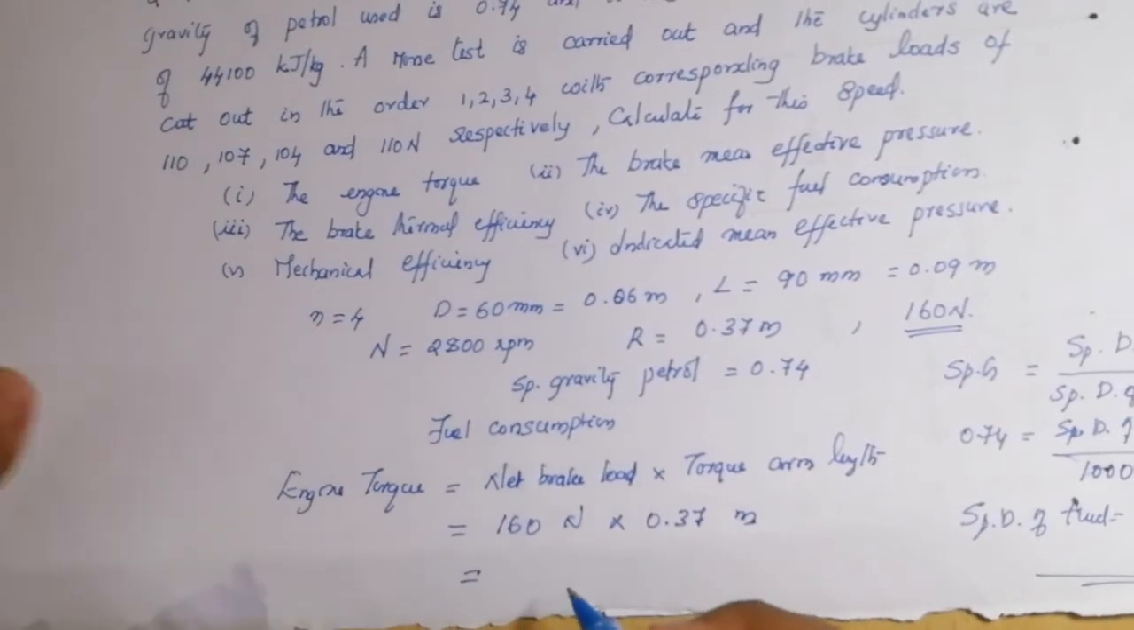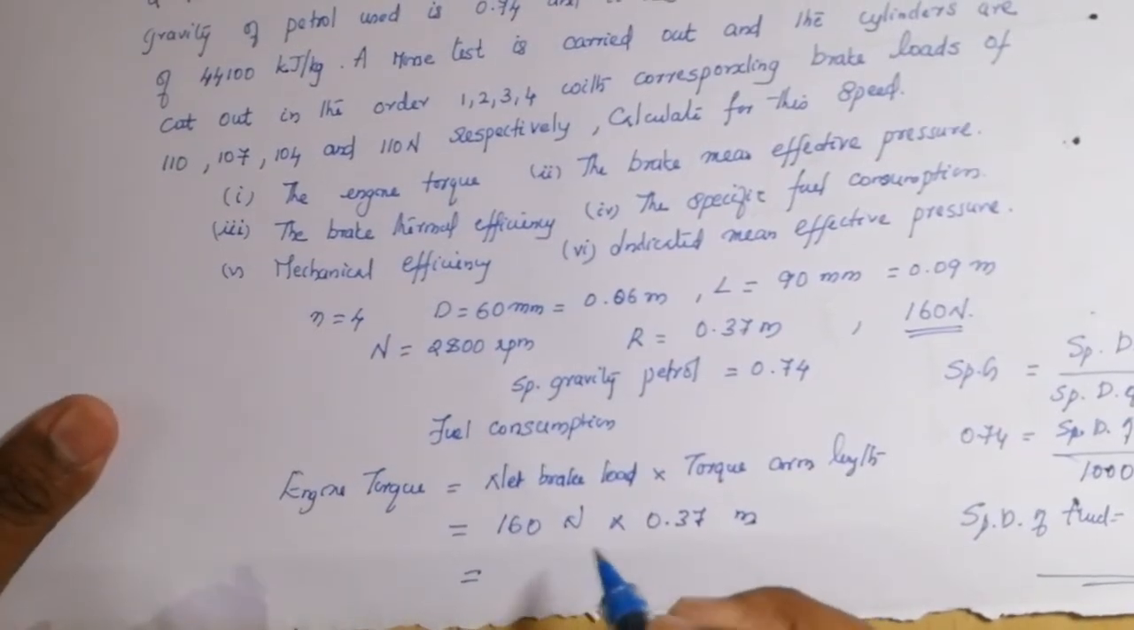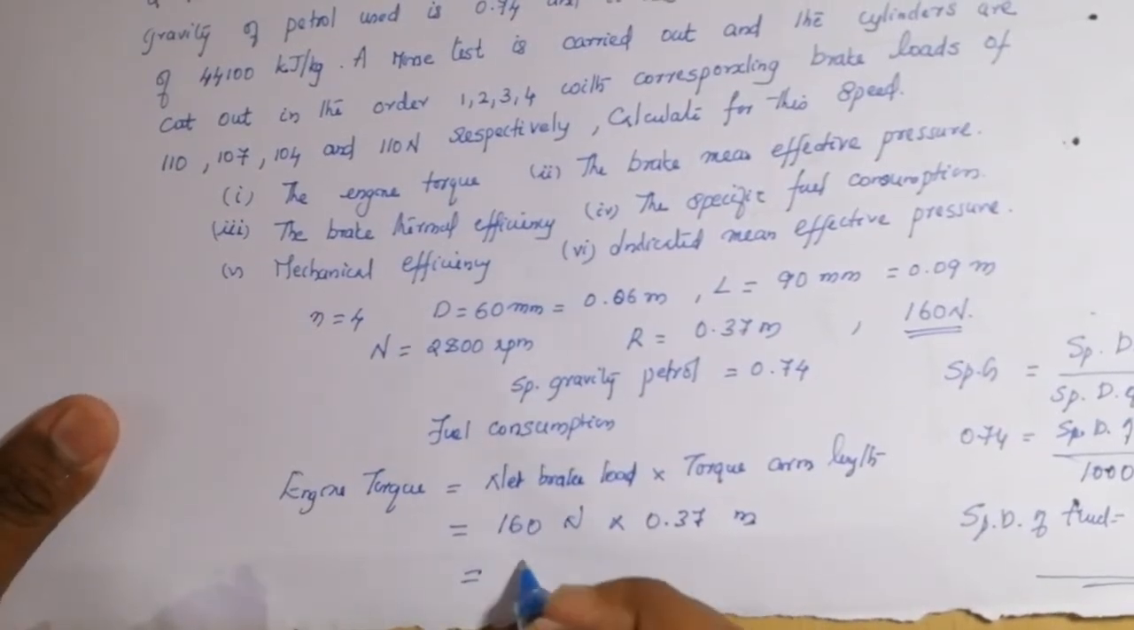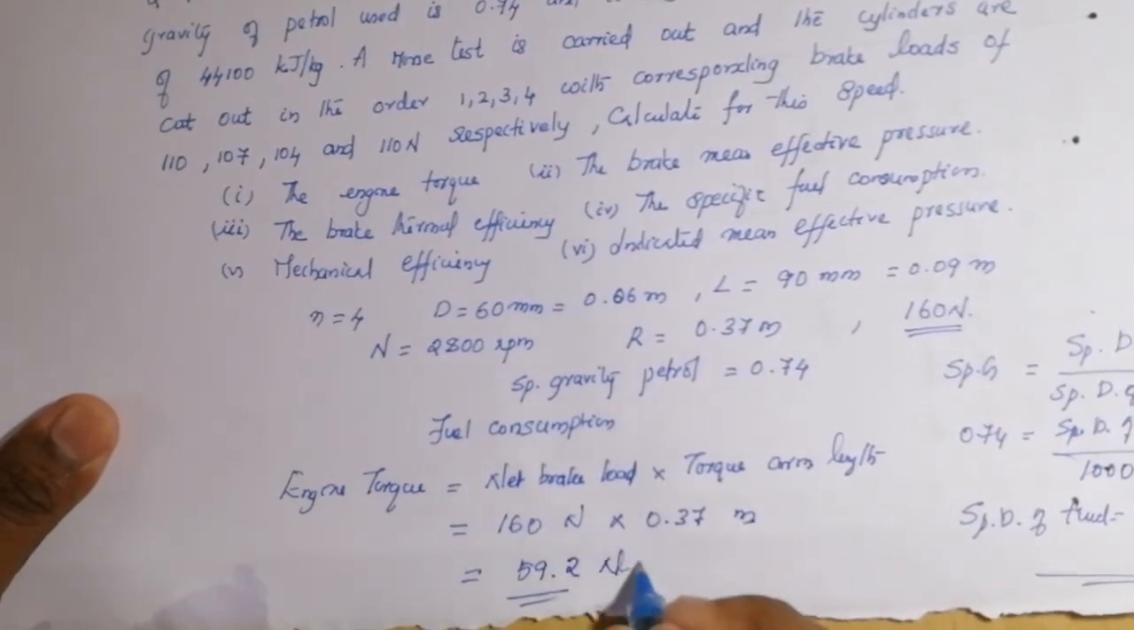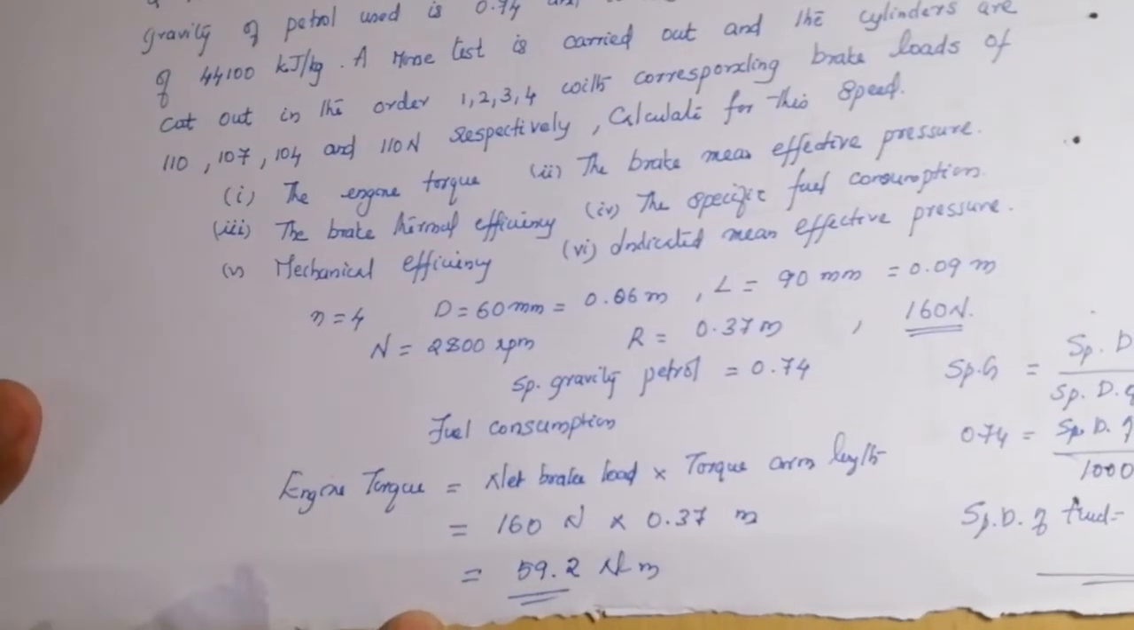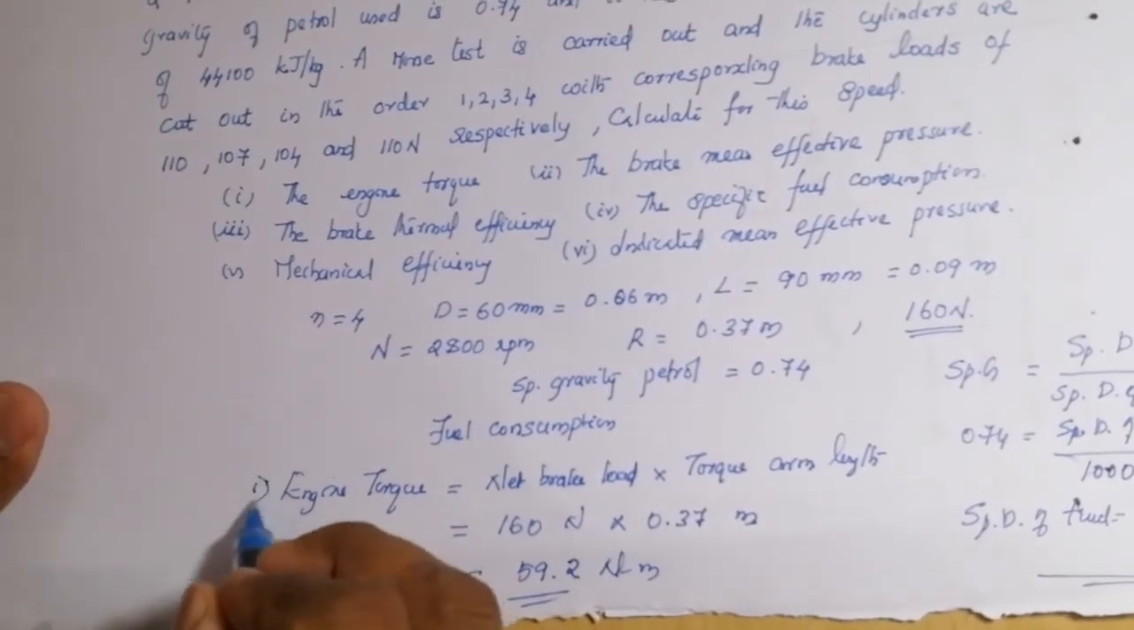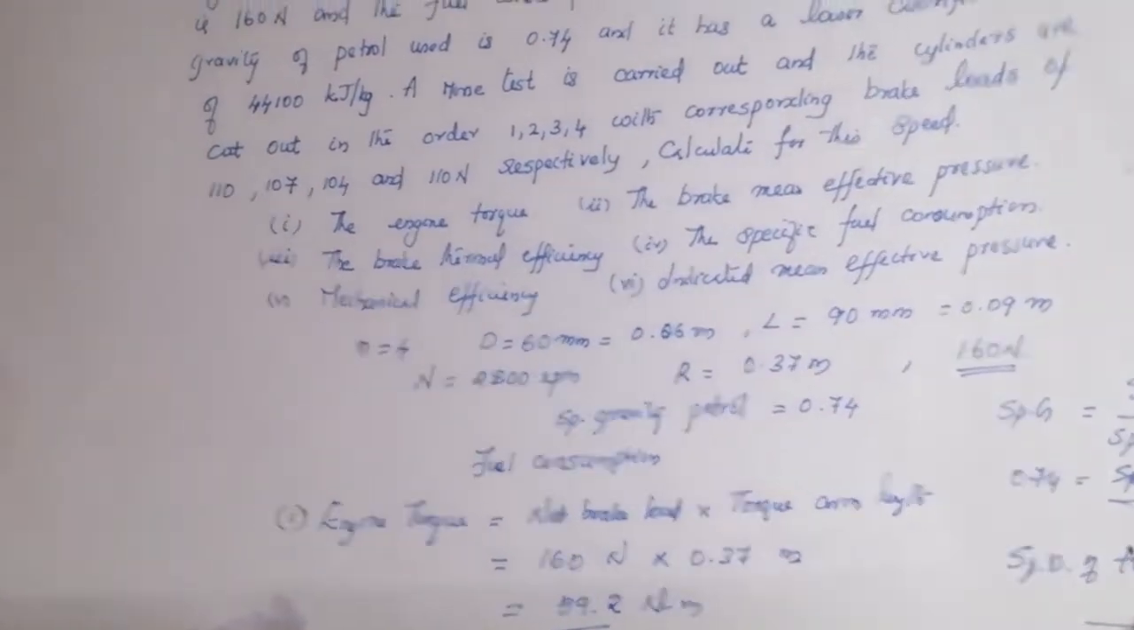So we will get the answer as 59.2 Newton meter. ഇതാണ് engine torque. So this is the answer for the first one. Okay, then they are asked to find out the brake mean effective pressure, brake thermal efficiency അങ്ങനെയുള്ള കാര്യങ്ങൾ പറയുന്നുണ്ട്.